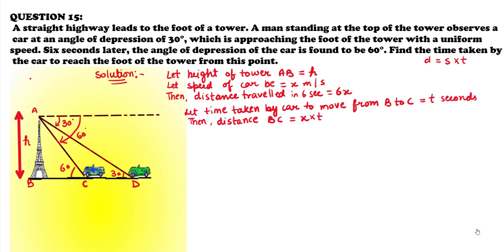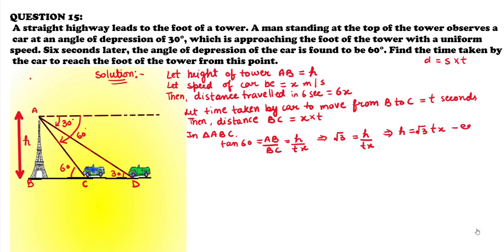So now let us take triangle ABC. In triangle ABC, tangent 60 degrees is equal to AB upon BC, that is equal to H upon tx. What is the value of tangent 60? It is root 3. So root 3 is equal to H upon tx. That implies H is equal to root 3 into tx. This is equation 1.